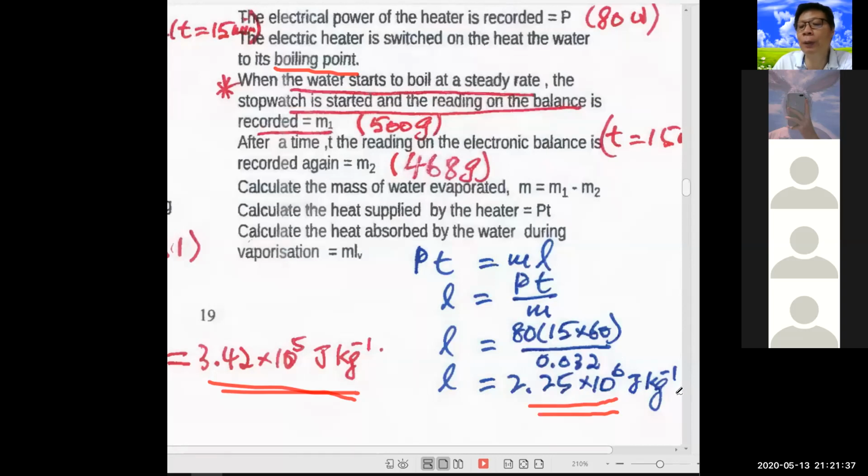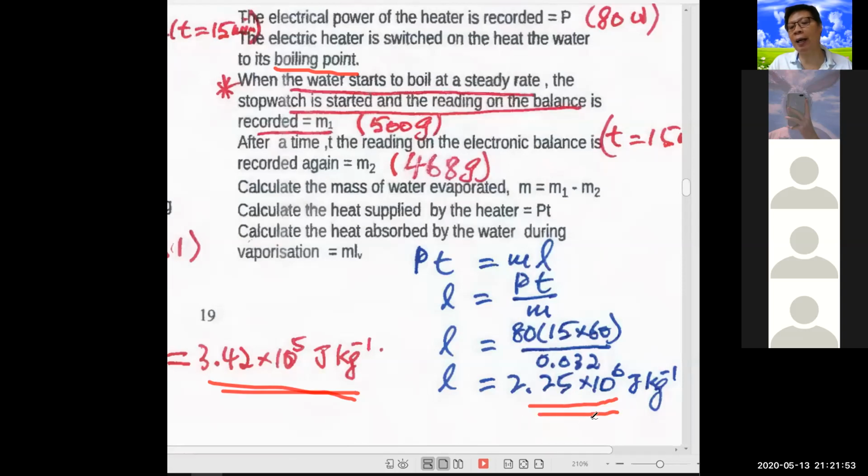The unit is joule per 1 kilo, right? Even though we never use 1 kilogram of water, once you calculate the final answer, the unit has to be in kilogram. Joule per kilogram. Okay, same thing again.